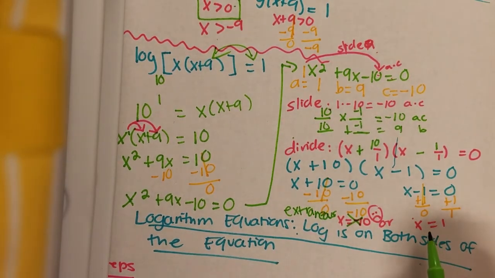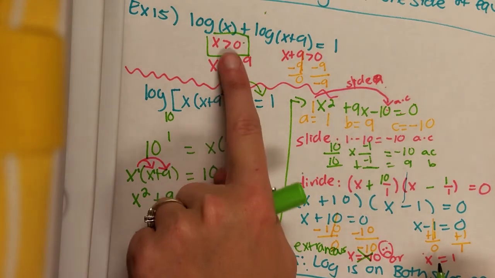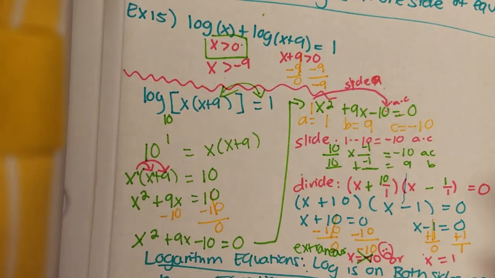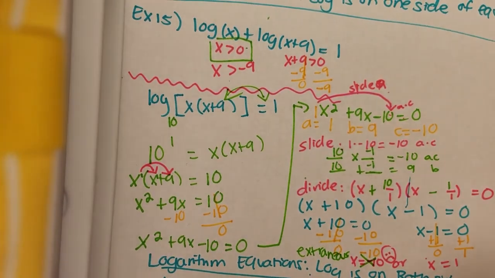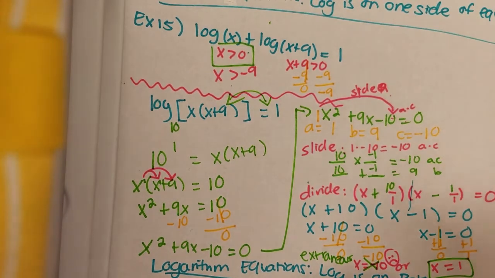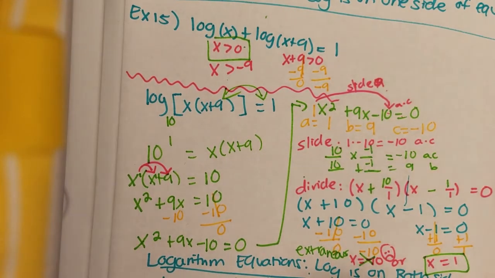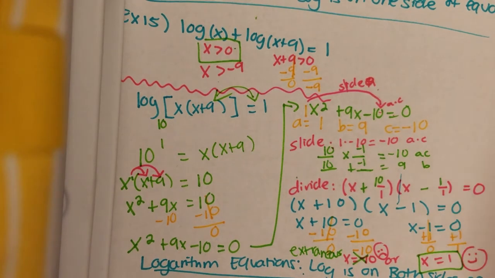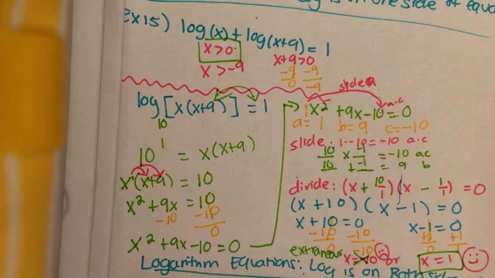All right, let's see if 1 works. So is 1 greater than 0? Holy hot dog, yes it is. So yay, we're excited. And this one actually is our answer. So my only answer that worked out for this one is x equals 1. Awesome job, you guys.